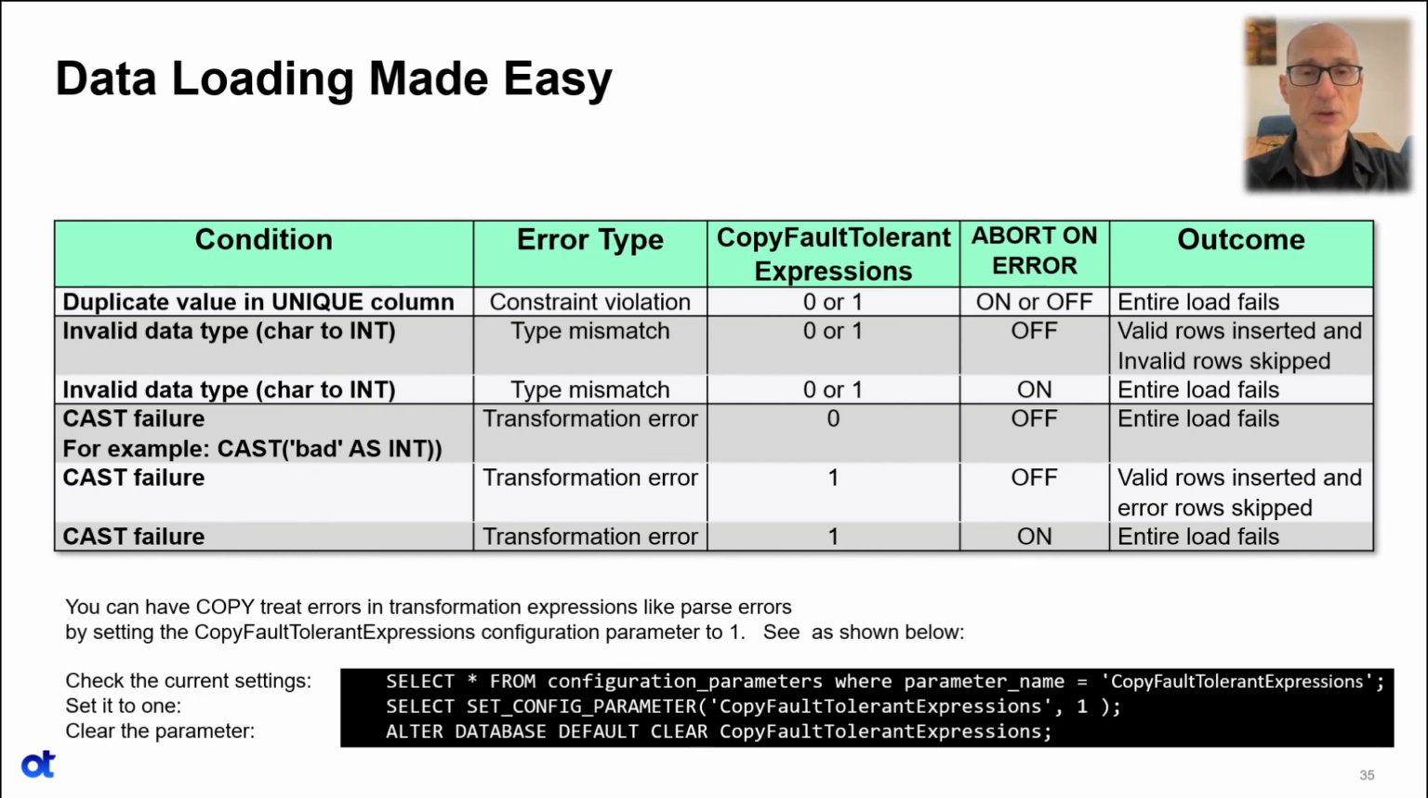The setting parameter called copy fault tolerant expressions adds a bit more control: how many errors are okay before Vertica gives up. So you get to decide, should Vertica be forgiving and load what it can, or strict, requiring perfection? Understanding these options helps you load data and avoid duplicate loads or missing loads.